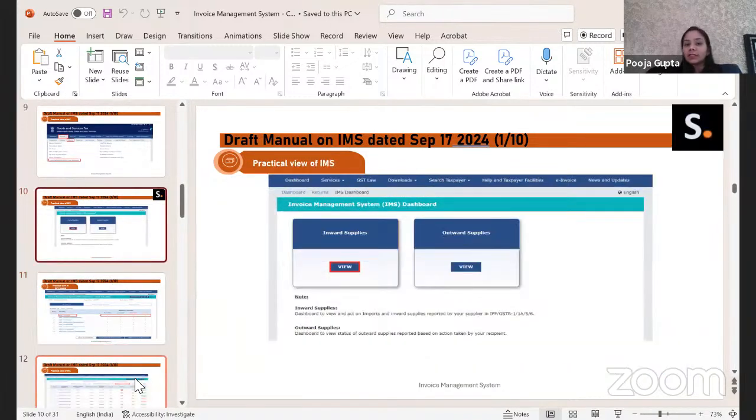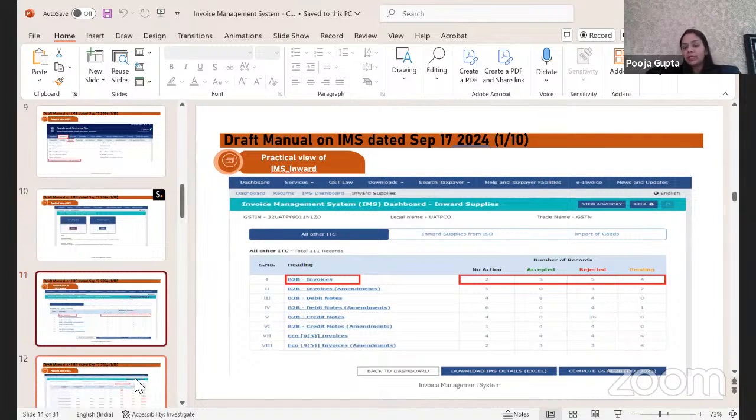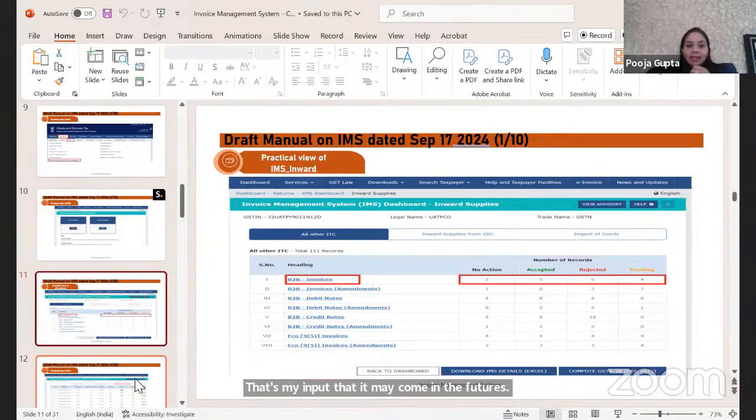When you click on inward supplies, you will be able to see this kind of screen. It is capturing all other ITC, inward supply from ISD, and imports of goods. Here you are able to see that this screen is capturing import of goods as well. But in the advisory, they said that ICEGATE documents are not going to become part of it, but still the option is appearing. That's my input, that it may come in the future. Talk about all other ITC: B2B invoices, any kind of amendment, debit note, credit note, and any kind of amendment in debit note and credit note.